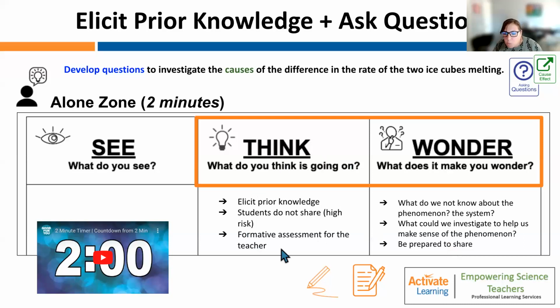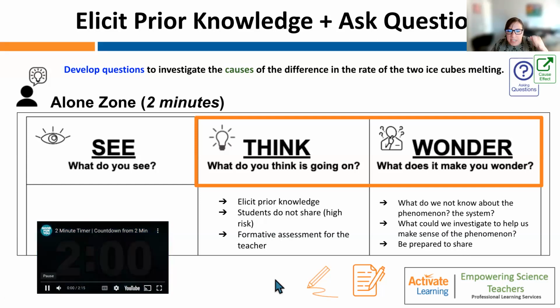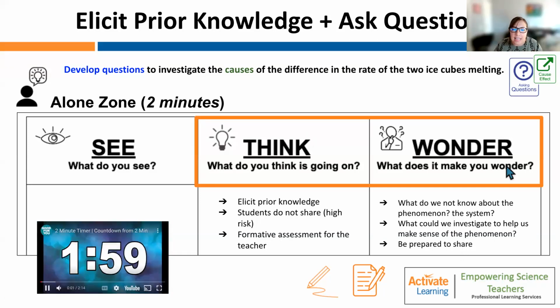Remember your initial ideas here. And what questions could we ask that we don't know about the system and the phenomena that could help us grab and gather the information we need to start making sense of why this is happening. All right, I'll be quiet. Let's go back in alone zone. Commit to your own thinking in the Think and Wonder box. We will share questions very soon.